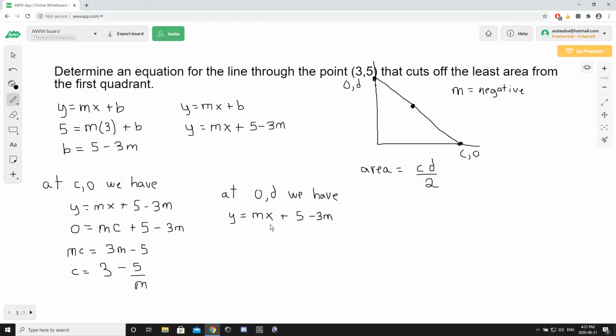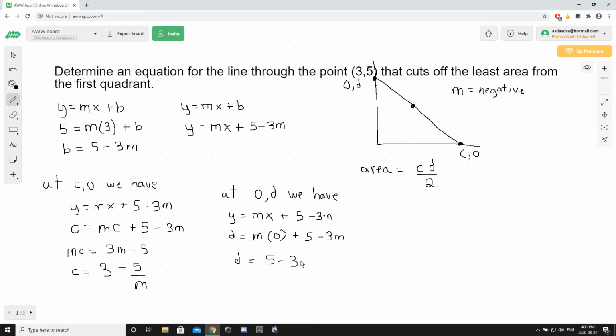Okay, so there's our equation. Now I know that when x is 0, y is d. So here I'm going to say d equals, replacing y with d, m is still m, we don't have that, but we will, x is 0 because we're at the y-intercept, plus 5 minus 3m. So d is just equal to 5 minus 3m.